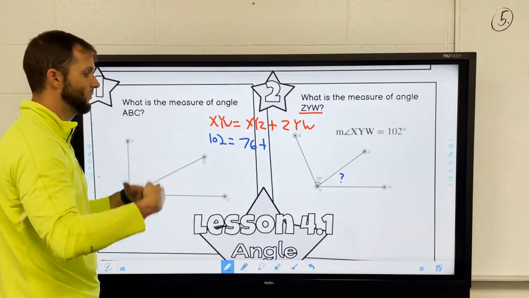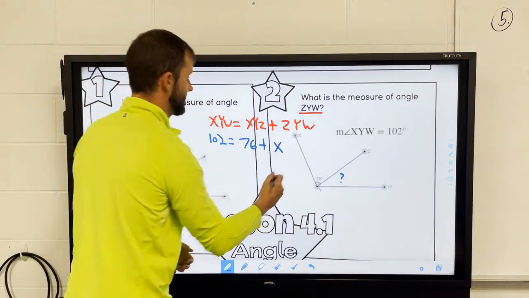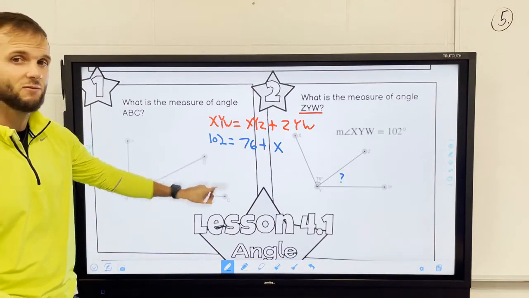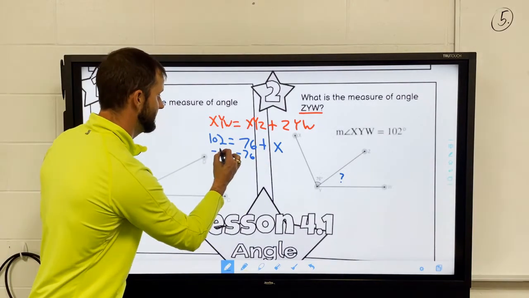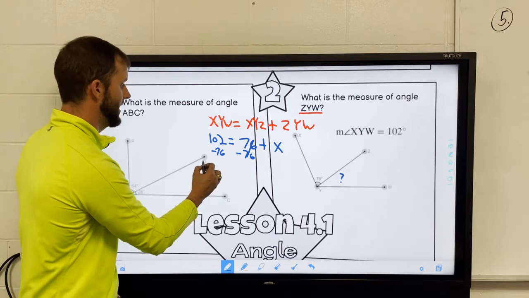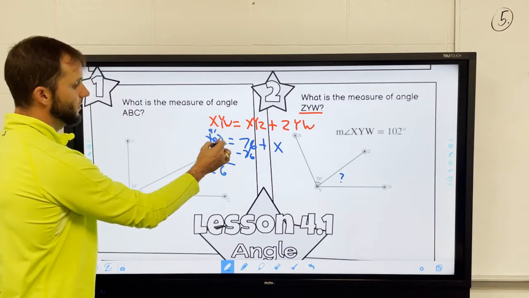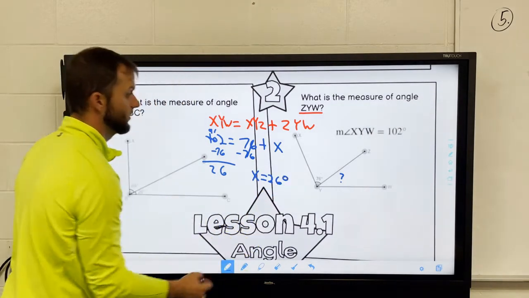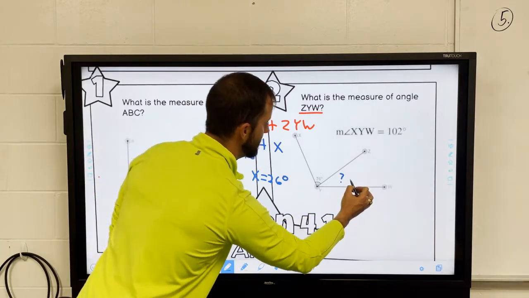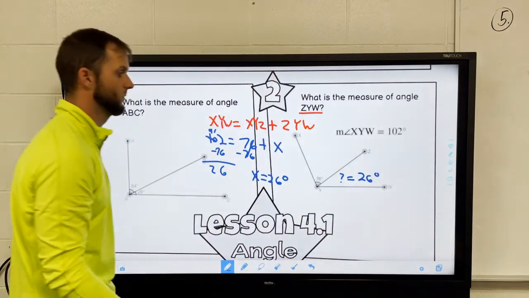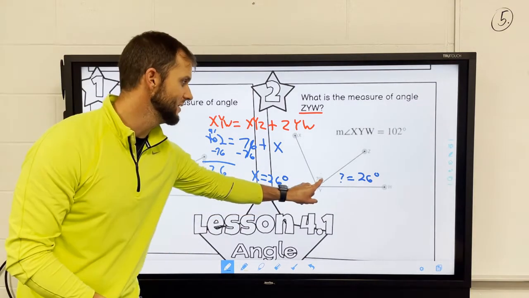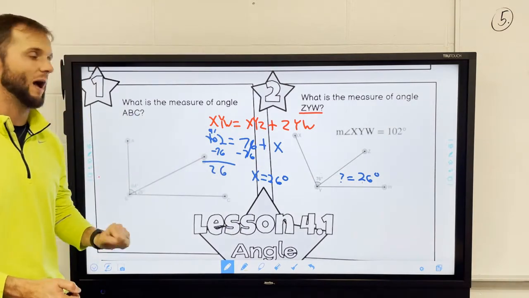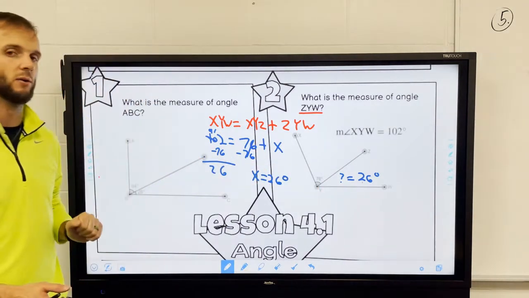I don't know that, so I could represent that as any variable. I'm just going to put it as X. So literally all I have to do is solve for X now. So right now it's a positive 76, so all I have to do is subtract 76 on both sides, okay? So right now, 102 minus 76. 102 minus 76 is going to end up giving me 26. So X is going to be equal to 26 degrees, which means ZYW is going to equal 26 degrees, is what I'm trying to find. Because if I added 76 and 26 together, that would give me 102. So this is how you would use the angle addition postulate, because I'm adding those two angles together.